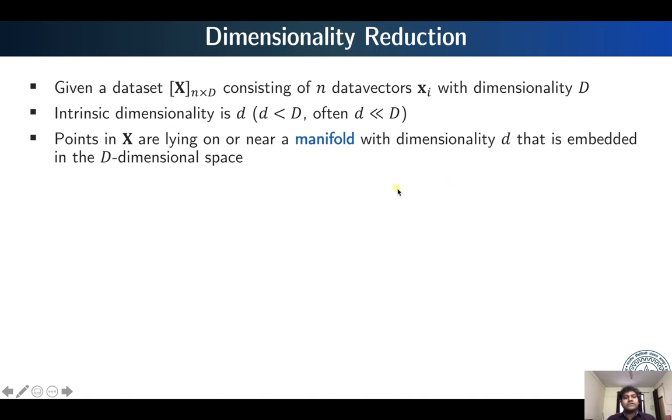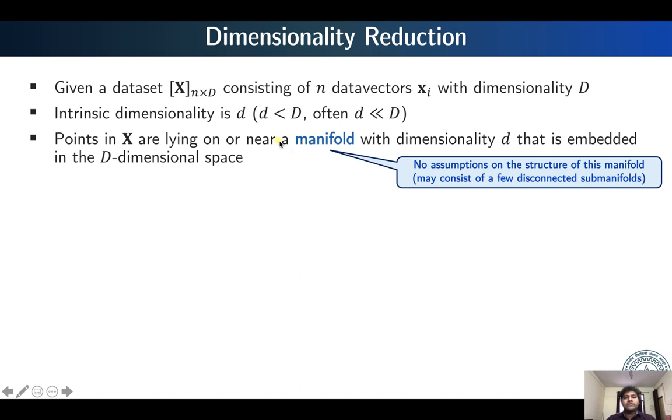Now we can imagine that the intrinsic dimensionality of the data is represented as small d. Of course small d is smaller than capital D, and oftentimes it is much smaller than capital D. The meaning of intrinsic dimensionality being small d is that the points in the original data set can be thought of as lying on or near a manifold with dimensionality small d. And this manifold is embedded in the high dimensional space. So that is the formal definition of the intrinsic dimensionality.